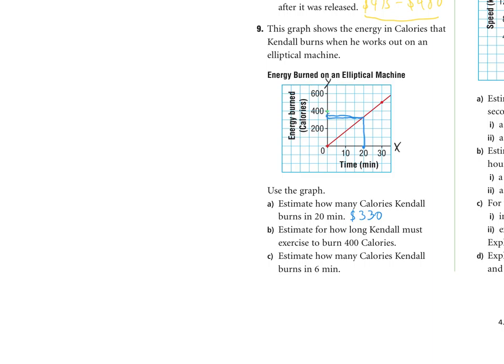So here's 400, and I can come across till I hit the line here and come straight down. And I can see, so to fill in our x-axis a little bit more, this here would be 25, 15, and 5, just to fill it in. So this is a little bit less than 25 minutes. So I can estimate there that to burn 400 calories would be about 24 minutes-ish. It's less than 25, but it's not that much less than 25.